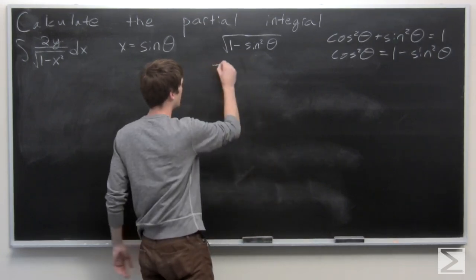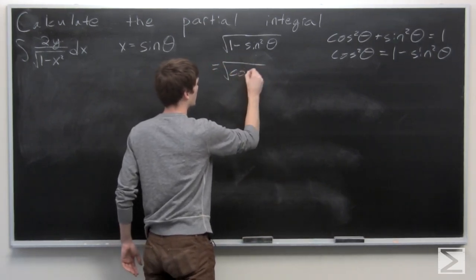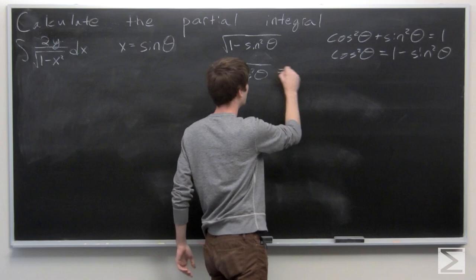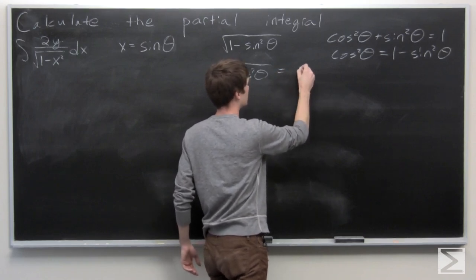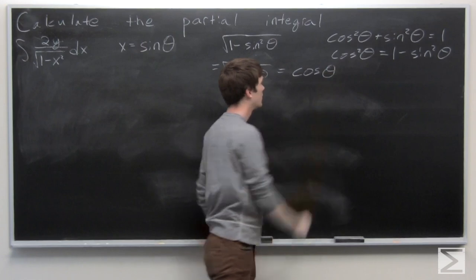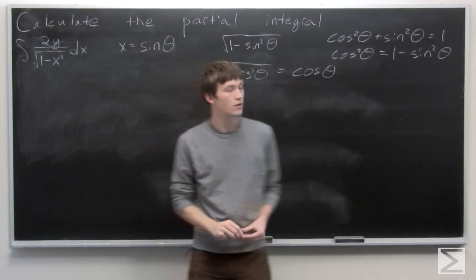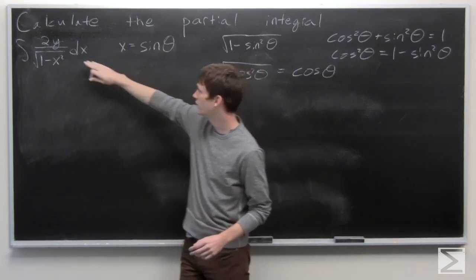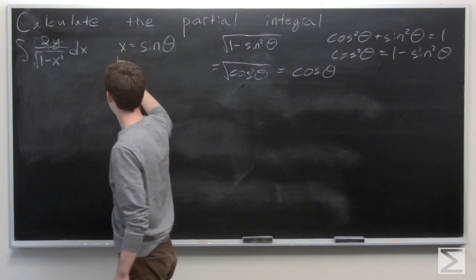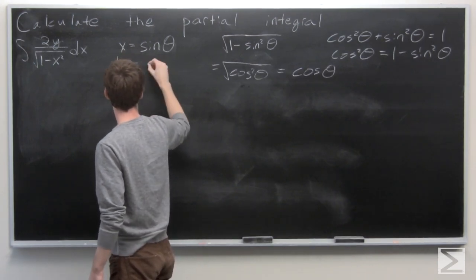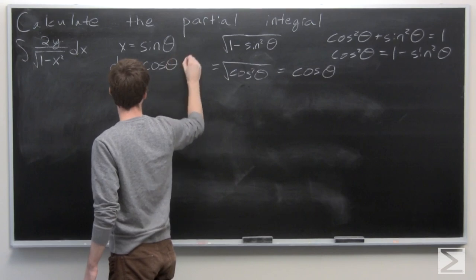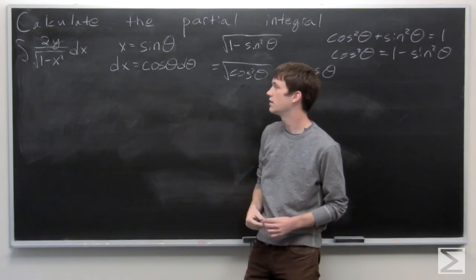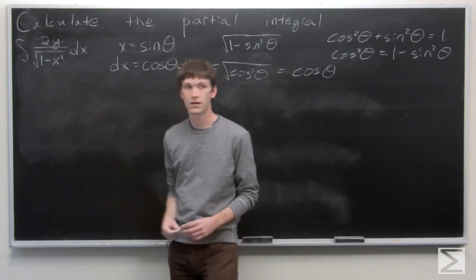So our denominator becomes the square root of cosine squared, which is just cosine theta. And now, in order to do our substitution, we also need to substitute our dx. So we see that dx is going to be cosine theta d theta. So we'll go ahead and plug that into our integral.